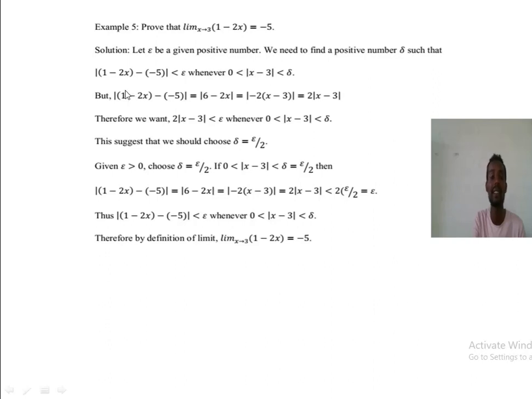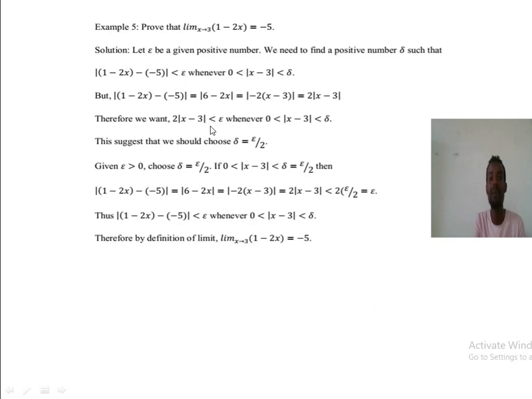But absolute value of 1 minus twice x minus minus 5 is the same as absolute value of 6 minus twice x. Here we have minus 2 as a common factor, so we have absolute value of minus 2 times x minus 3. But absolute value of minus 2 is positive 2, so we have 2 times absolute value of x minus 3. Therefore, we want 2 times absolute value of x minus 3 is less than epsilon whenever 0 is less than absolute value of x minus 3 less than delta.